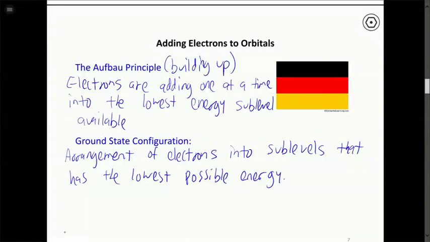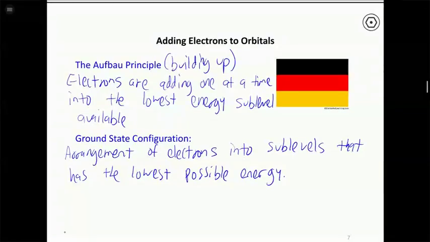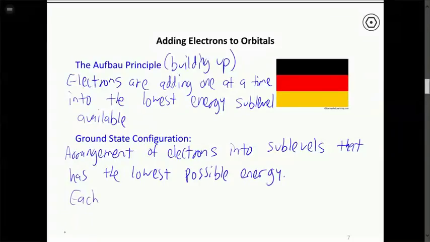And the way we do this is by filling the lowest energy subshells first and then adding electrons until we have filled up all the available spots, or however many electrons we need. The way that we write these configurations is that we write out each sublevel that has electrons in it.